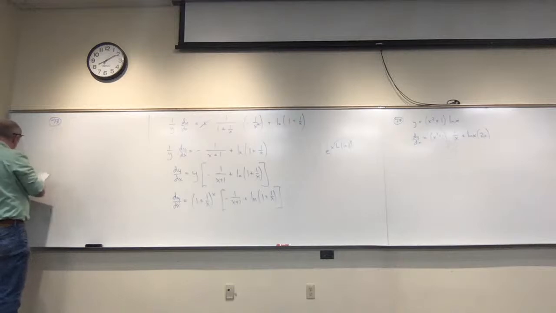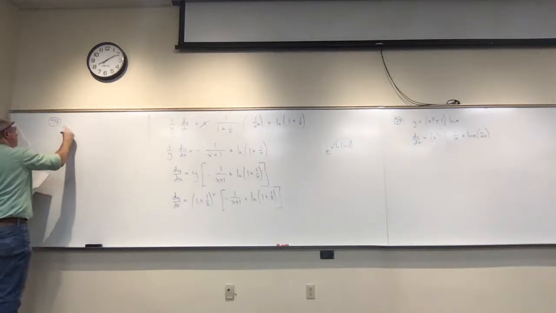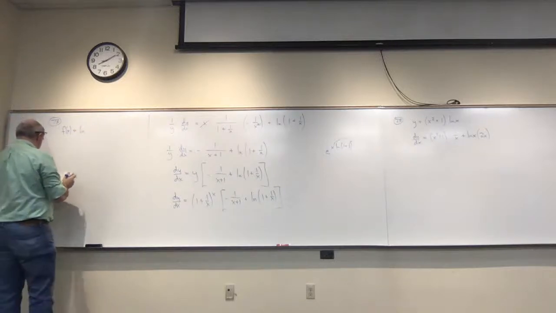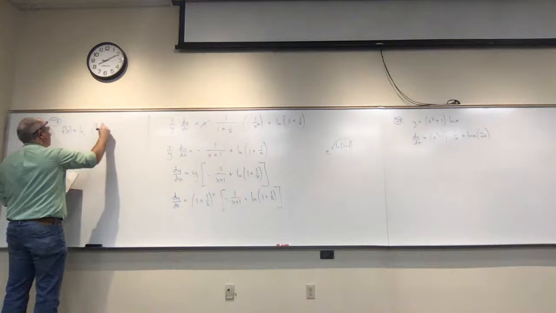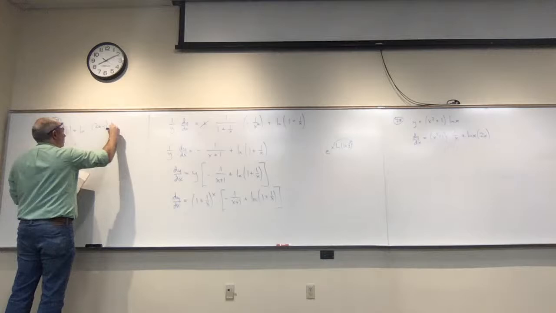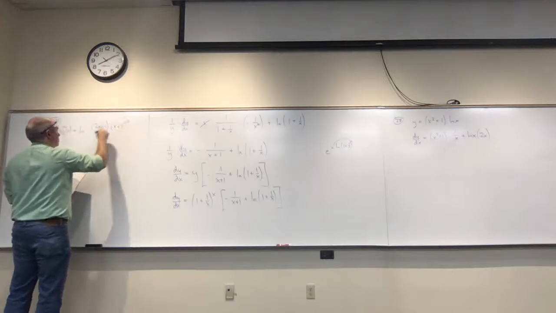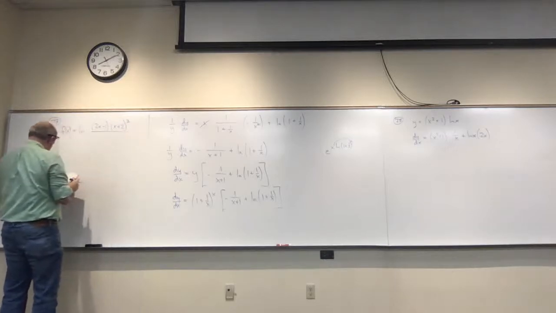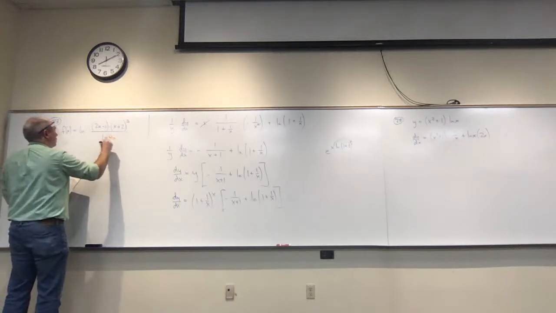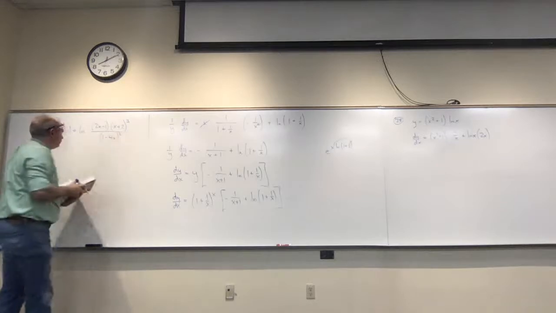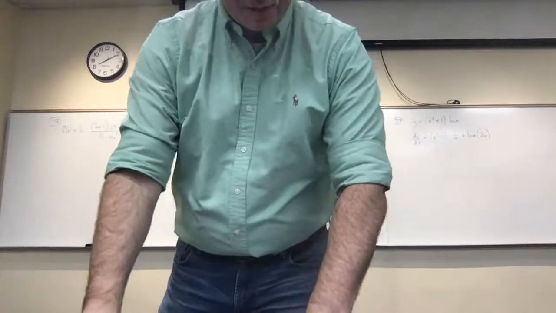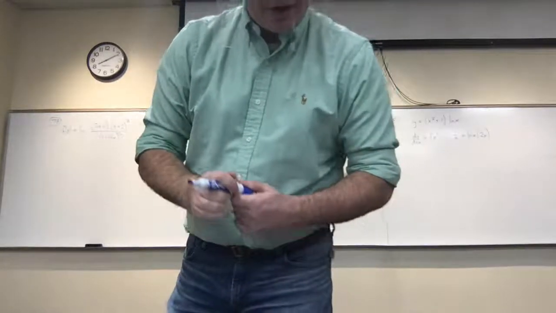So 73, we have f of x equals ln of (2x minus 1) times (x plus 2) cubed, divided by (1 minus 4x squared). Okay, and this one they're asking you to calculate the derivative.